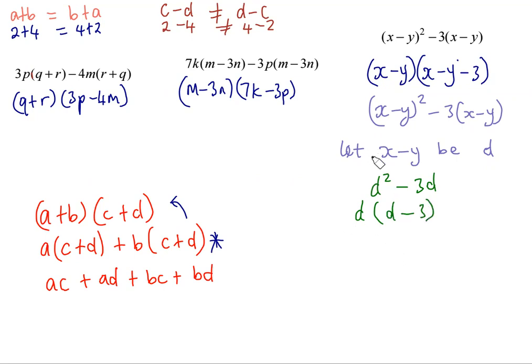Now we know what our D is. Our D is x minus y. Then we need to put it in bracket. Then we open another one, x minus y. Then we have got minus 3 there. That becomes our final answer. So either way, you still get the final answer. Okay, so this is your final answer here.